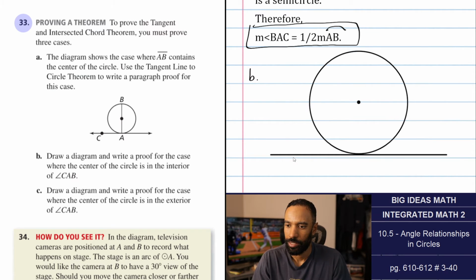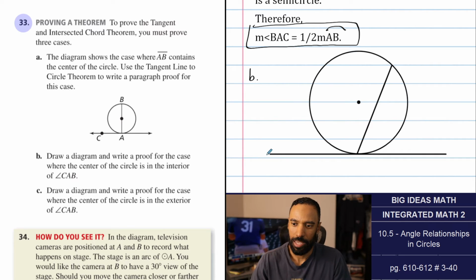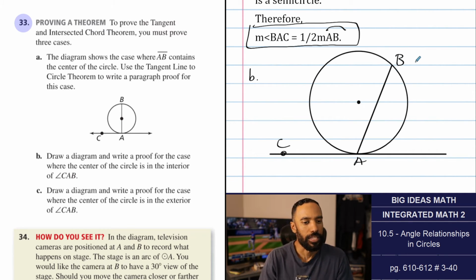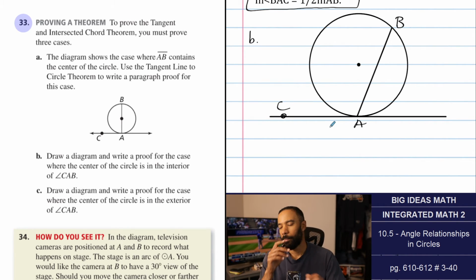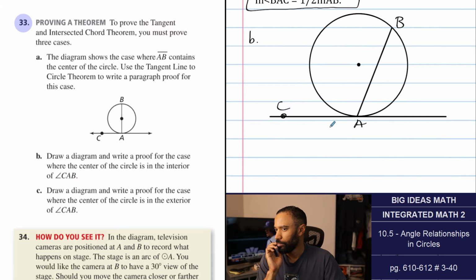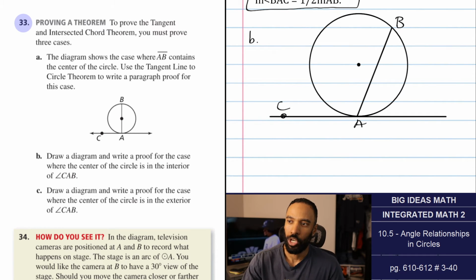tangent and a chord where they said it's in the interior. The center's in the interior like that. So CAB. They said draw a diagram and write a proof for the case here. Well, could we just do this?